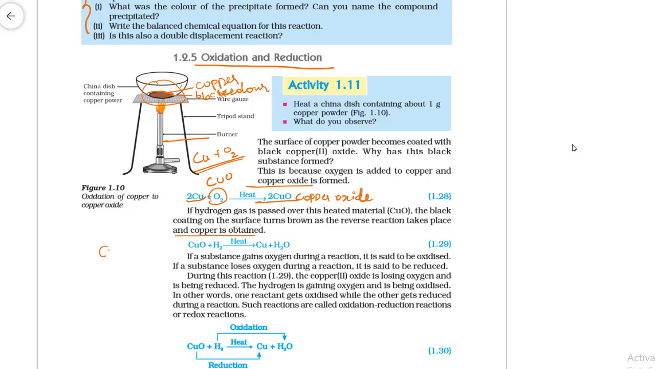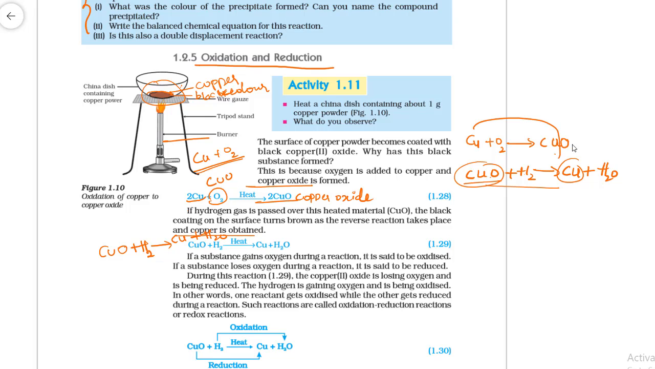So we got copper oxide, right? If we pass hydrogen gas over this copper oxide, we are going to get copper again, and water. So actually what happened here? We have taken copper, right? When this is heated, it reacts with oxygen and we get copper oxide. When hydrogen gas is passed through this copper oxide, we are going to get what? Cu, that is nothing but copper, and water. So by adding hydrogen, we get the original compound back.